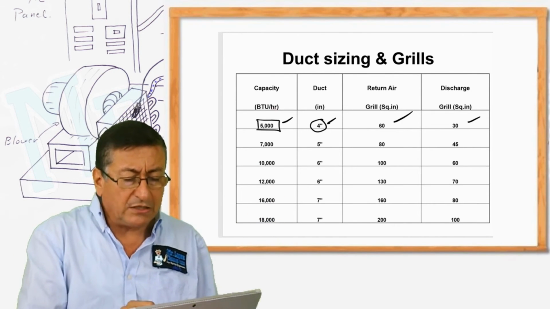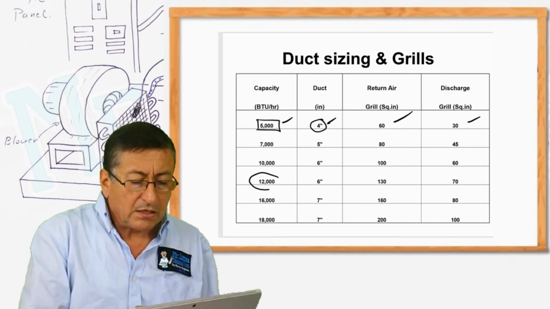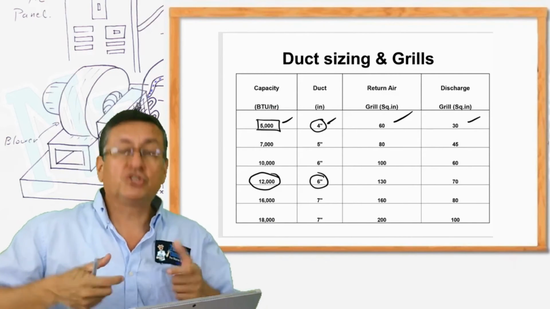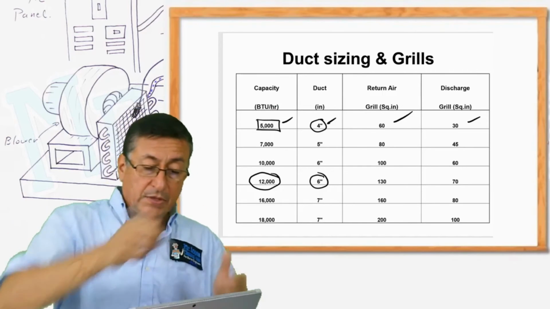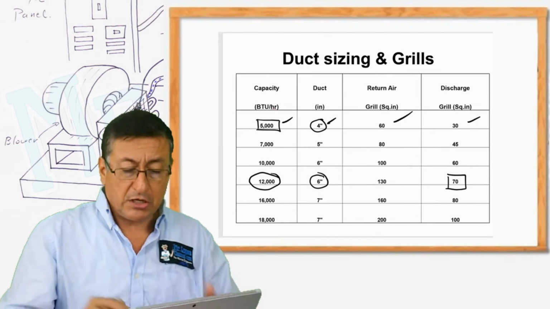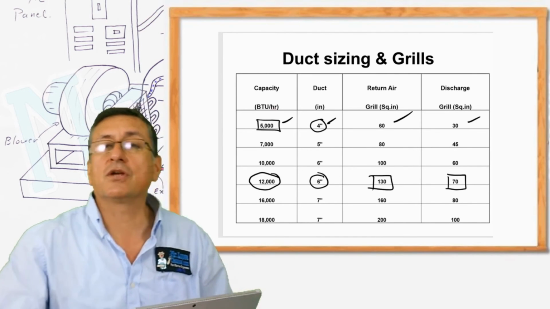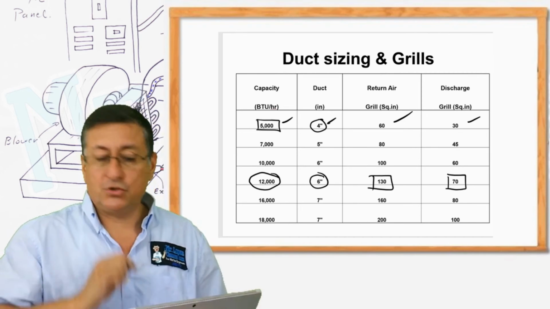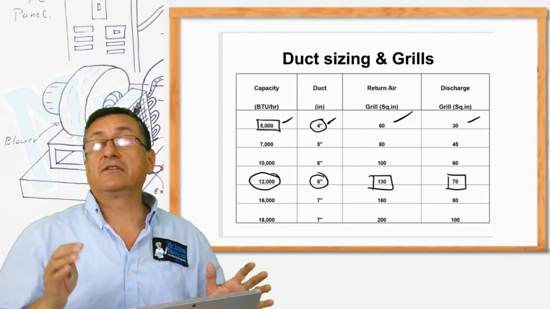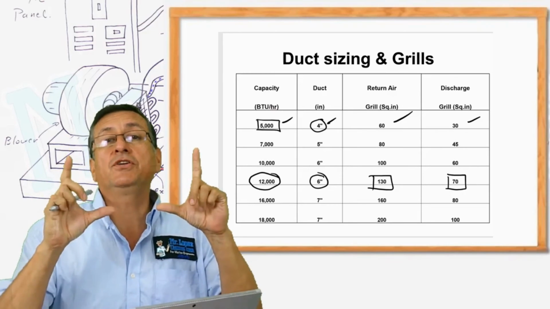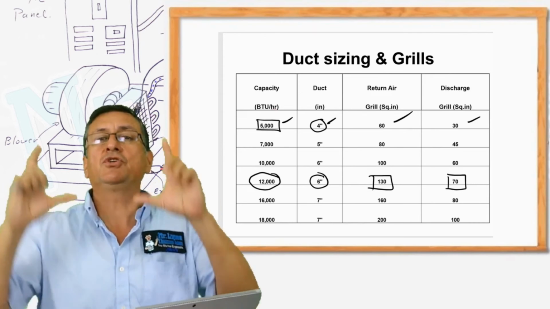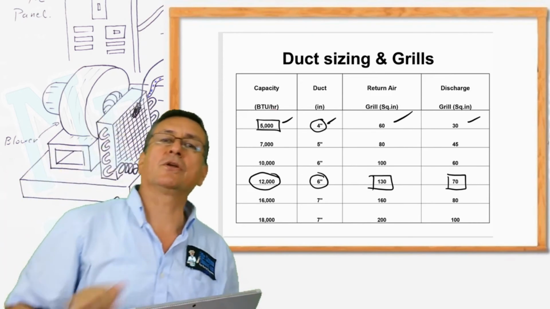Our example, suppose that it is 12,000. It is 6 inches in diameter, the duct. And we need a grill of 70 square inches the discharge and 130 square inches the return. Nice. Yeah, you can select 120 square inches, 10 by 15. This plus this should be exactly the area that you need in the return.